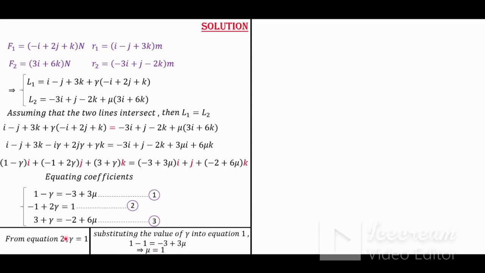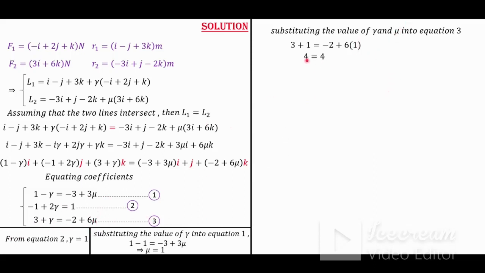Since we already have the values of mu and gamma, we can substitute them into equation 1 or equation 3, or we simply substitute the value of gamma into equation 2. If the left hand side is equal to the right hand side, we conclude that the lines of action of these two forces intersect. In this case we substitute the values of gamma and mu into equation 3. Doing that, we obtain 3 plus gamma, which is 1, equals negative 2 plus 6 times 1, which is the value of mu.